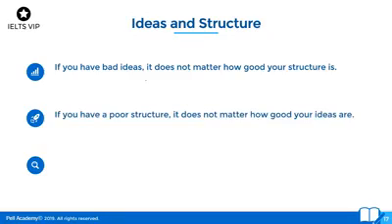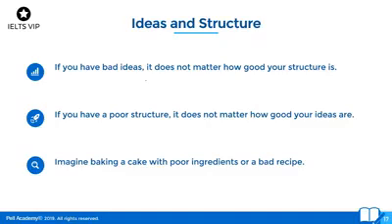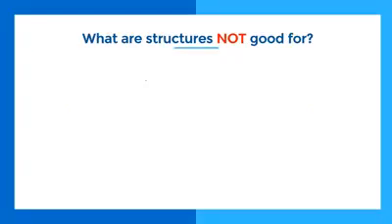So if you have a poor system, it doesn't matter what information you feed into that system, no matter how good it is, because the system is going to fail. Then what you need is a good structure and good ideas. Imagine baking a cake with poor ingredients or a bad recipe. It doesn't matter how good your ingredients are. If you have a bad recipe, you're going to bake a terrible cake. Or even if you have a really good recipe but terrible ingredients, the cake is going to be probably even worse. But if you have good ingredients and a good recipe, then you're in good shape.